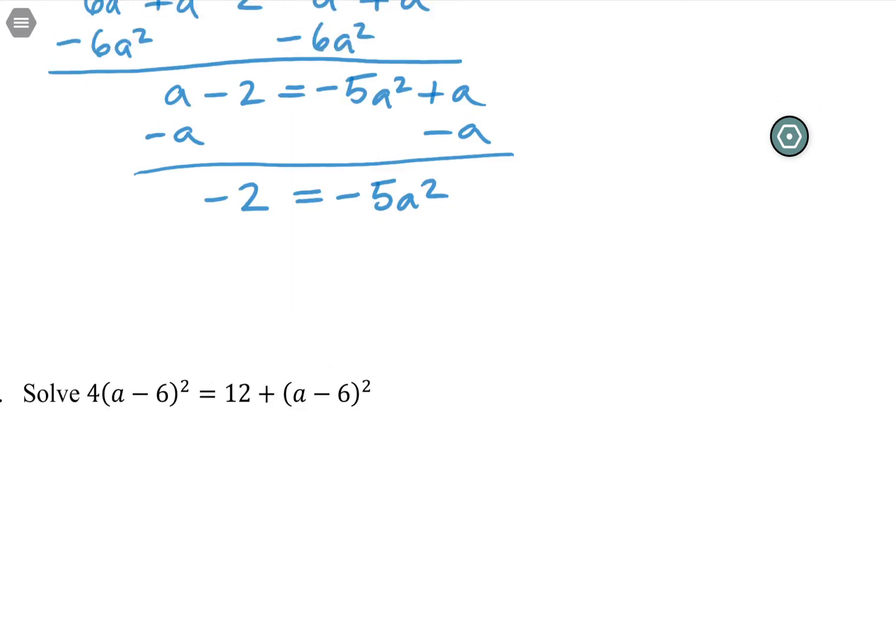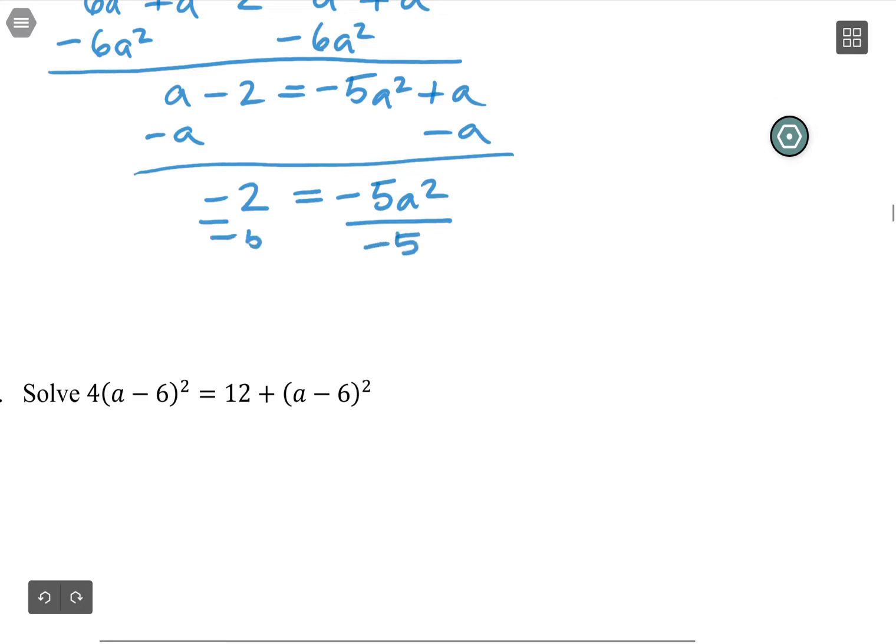So looking at this, what's happening to my a? If I plugged a number in, I would first square it and then multiply by negative 5, which means to solve, I'm going to first get rid of the negative 5 by dividing. And I get 2/5 is equal to a squared. And then I want to get rid of that second power. So the second power, to get rid of that, you would need a square root.